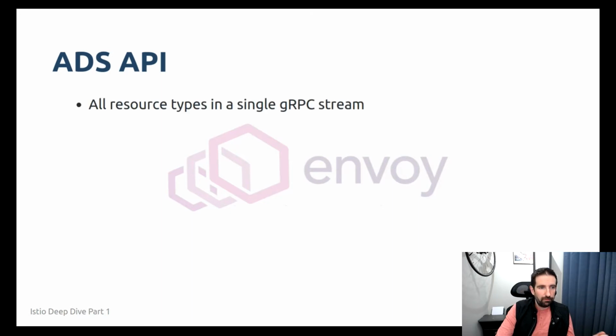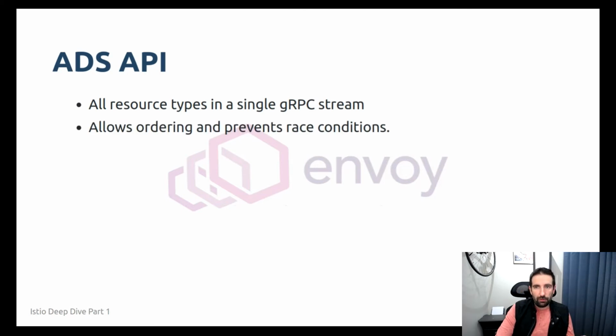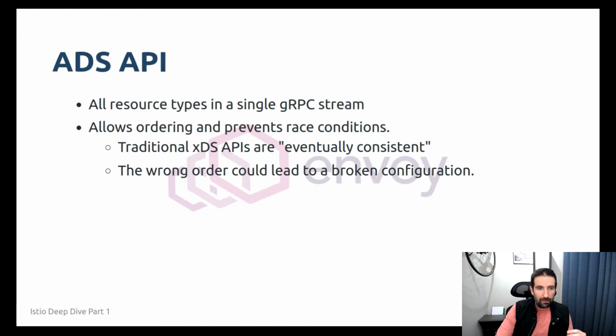The Aggregate Discovery Service encapsulates all of the resource types into a single gRPC stream. It allows ordering and prevents race conditions. The traditional XDS APIs are eventually consistent, which means that if they come in the wrong order, it could lead to a broken configuration. For example, if we define a route that points to a cluster that hasn't been configured yet, we could end up with a broken configuration. And just to make it clear, Istio uses ADS to configure the Envoy proxies.